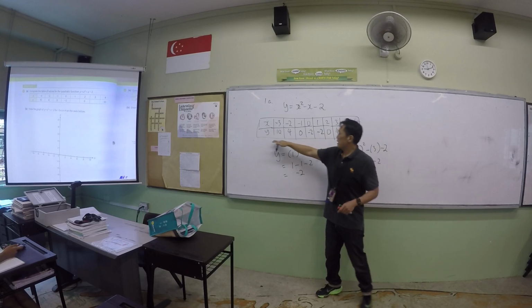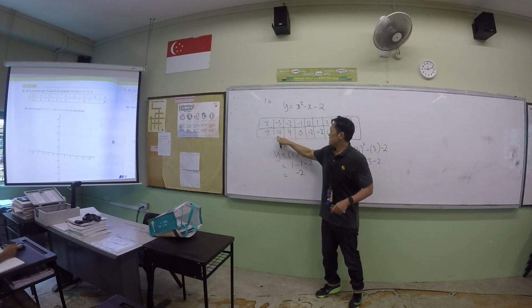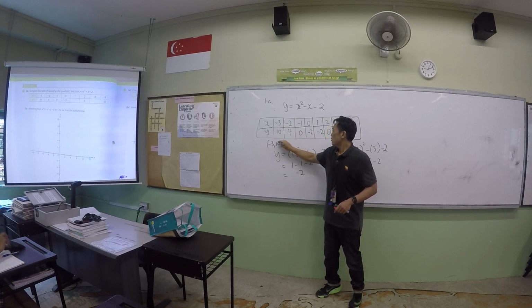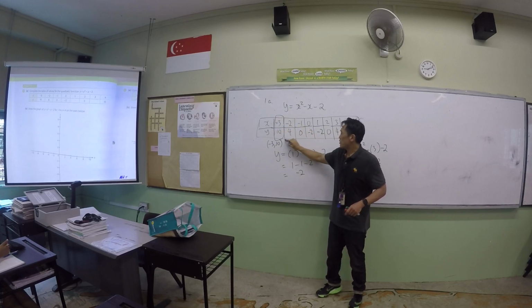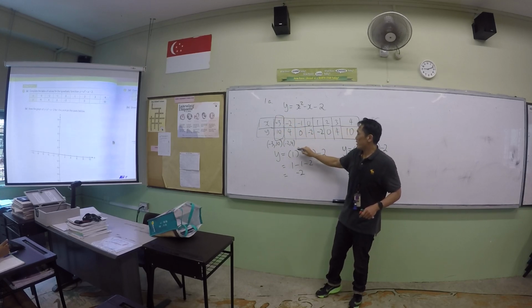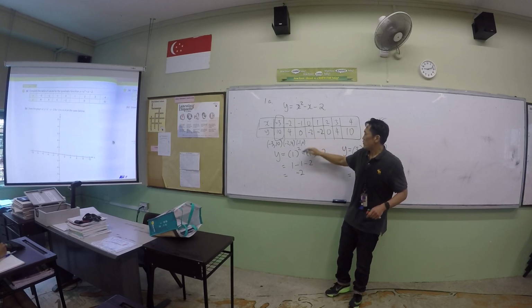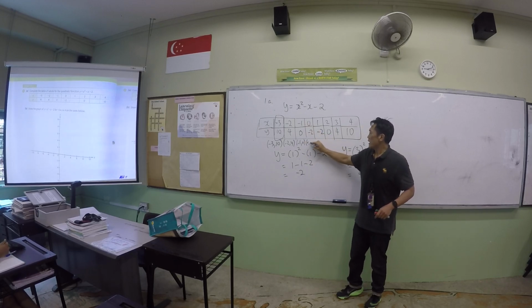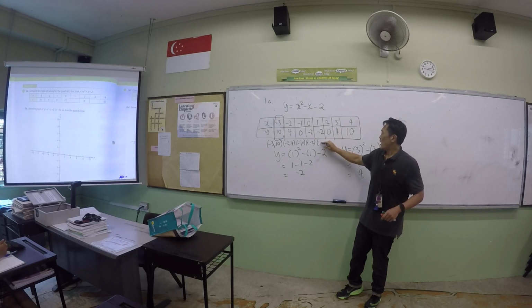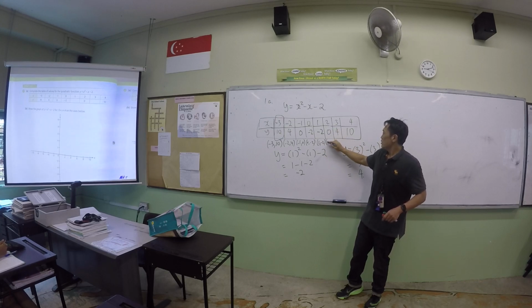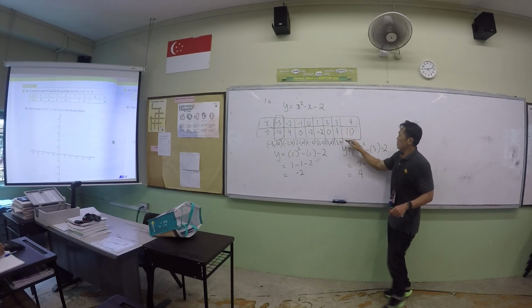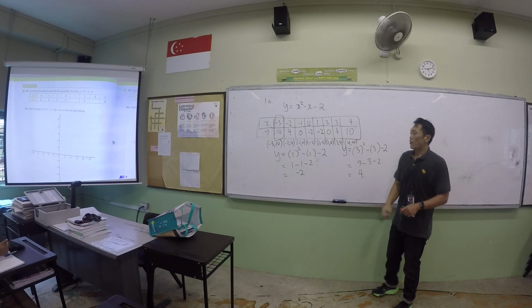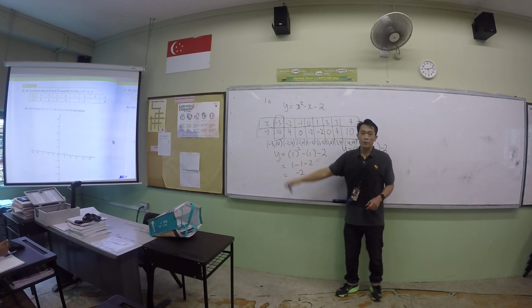you will have all these coordinates. When x is -3, y is 10. Each column will give you 1 point. -2, 4, another point. -1, 0, another point. 0, -2, another point. 1, -2, another point. 2, 0, another point. 3, 4, another point. 4, 10, another point. So you are going to plot.